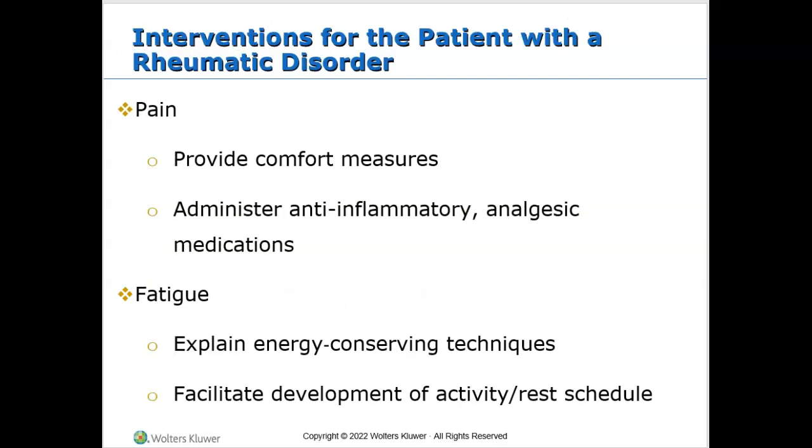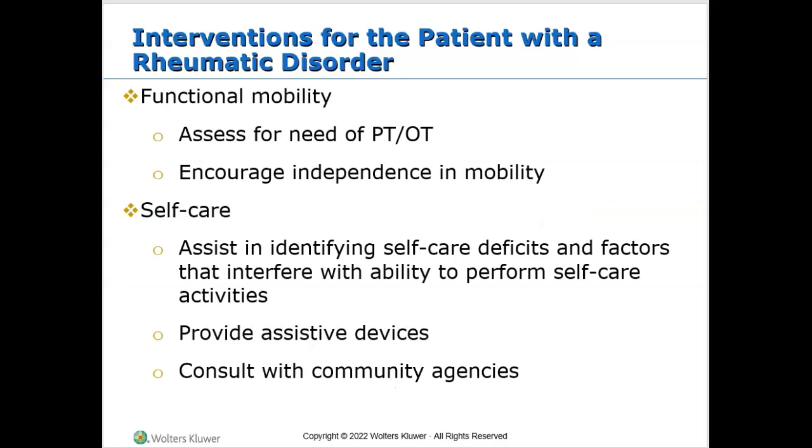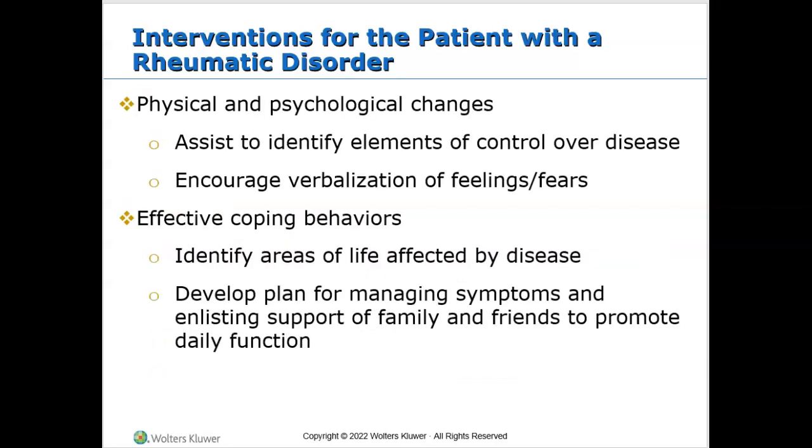And there's some more interventions, different energy conserving techniques, bundling activities and periods of rest. Those are important things to recognize and know for your patients that have RA. Assist their needs for PT/OT, encourage independence. We're always encouraging independence for these people. Self-care, what deficits do they have? And then tailor your plan to that. Provide assistive devices. Teach them how to use them. Make sure they're using them safely.